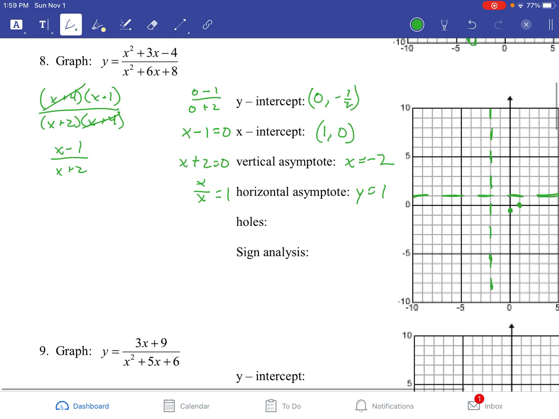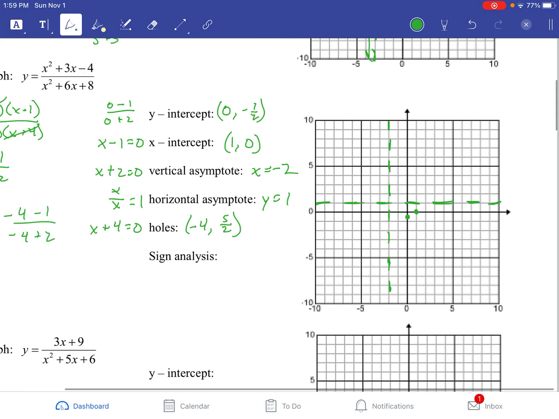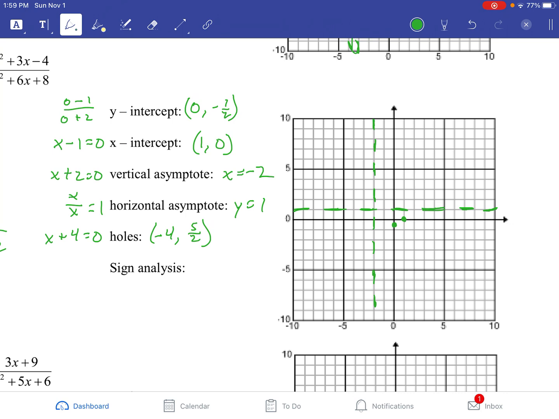Okay. For the holes, we cancel out x plus 4, so that's what we're going to use to start the first part of our hole. Set that x plus 4 equal to 0 and solve for x, which is negative 4. All right, now we put negative 4 back into the x values of our equation. And it gives us negative 5 over negative 2, which is positive 5 over 2. So we have negative 4 and 5 over 2, which is 2.5.